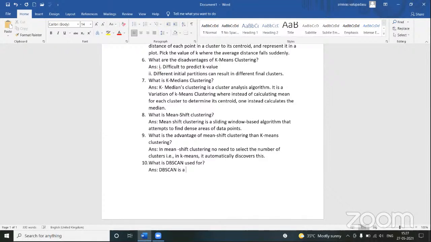HDBSCAN is a clustering method that is used in machine learning to separate clusters of high density from clusters of low density.